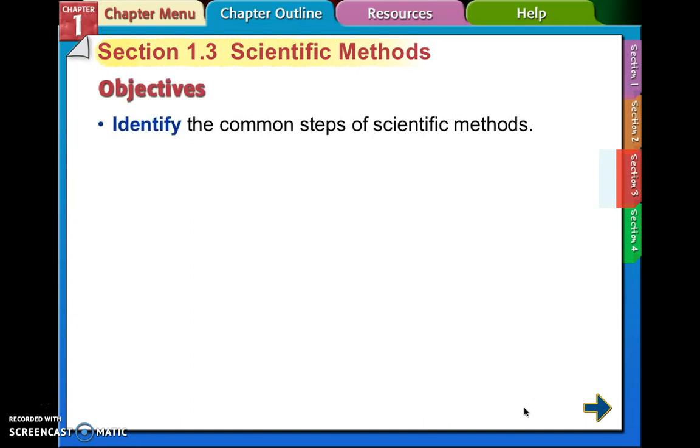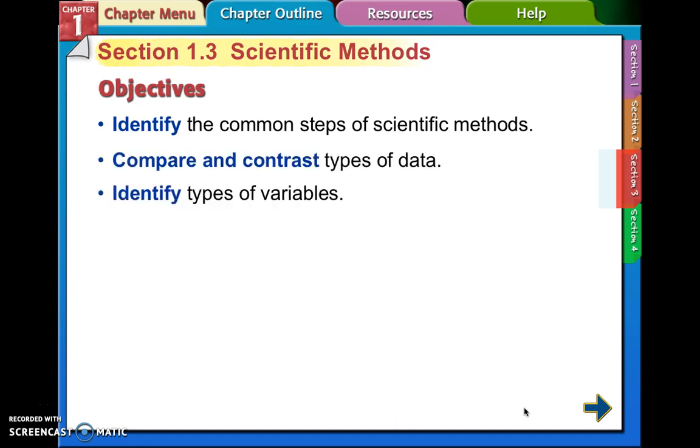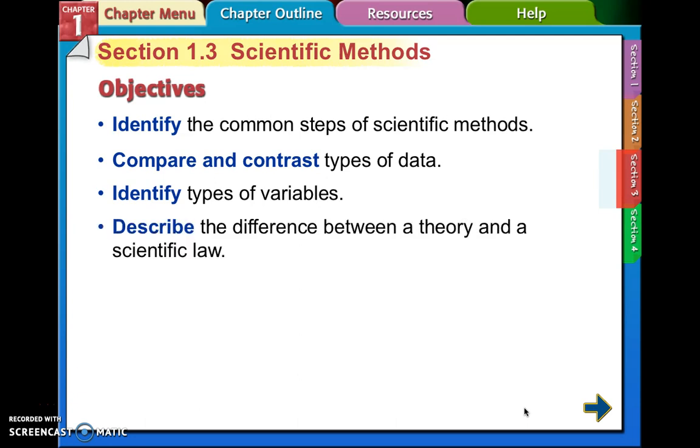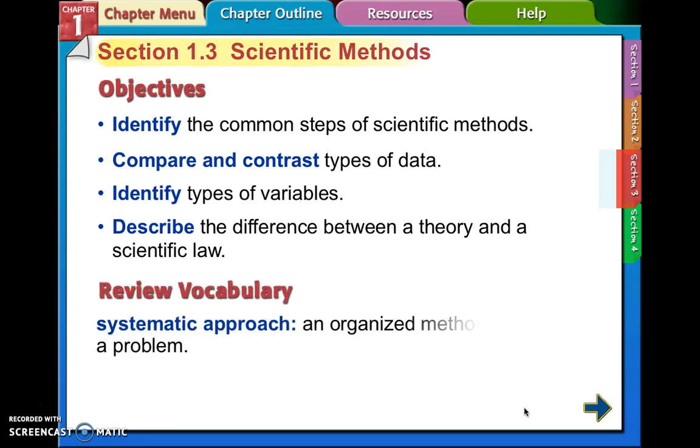All right, like discussed in class, if it's highlighted up in yellow, you see it at the top. That is something that is the beginning of the section. So you need to write scientific methods and underline it in your ISN. So the objectives of this lesson are to identify common steps in the scientific methods, compare and contrast different types of data, identify different types of variables, and describe the difference between a theory and scientific law. Because this recording is pretty long, we will probably only get through the first bullet, maybe possibly the second one.